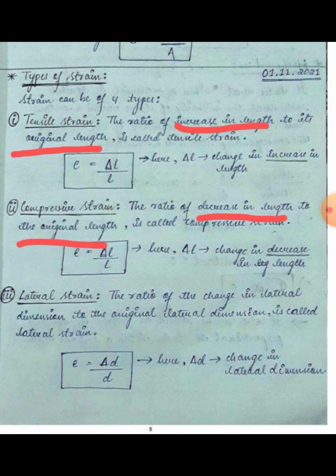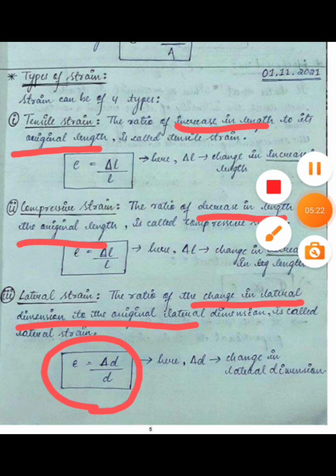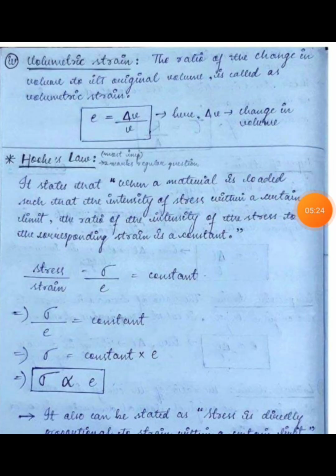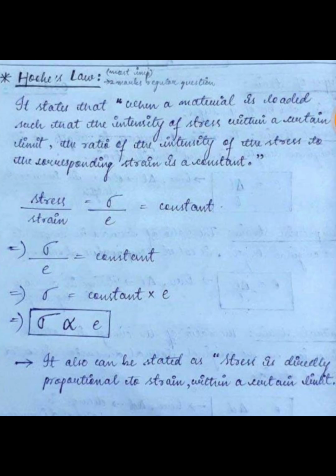And lateral strain means change in lateral dimensions to its original dimensions, which is small e equal to delta D by D. Now volumetric strain. Volumetric strain means change in volume to its original volume, where e is equal to delta V by V. Now let us study what is Hooke's law.